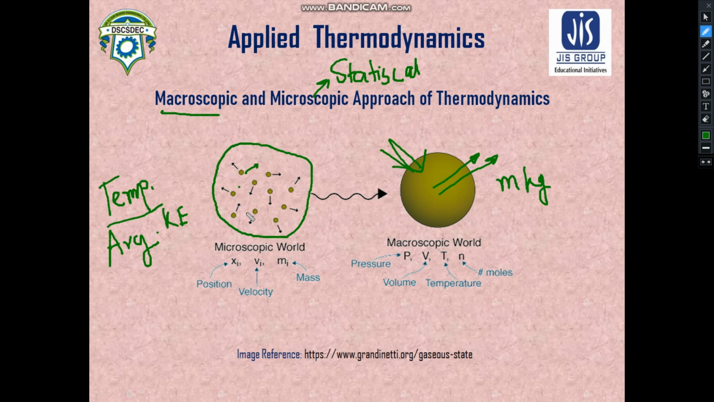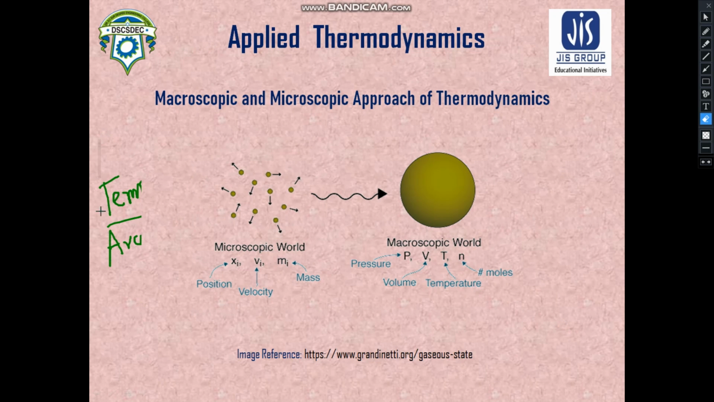And the second one is the microscopic approach, or the statistical thermodynamics, which is beyond the scope of your syllabus. So primarily, these are the two approaches by which thermodynamics can be studied. So let us move on to the next part.